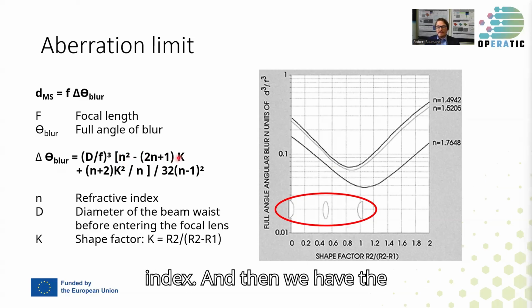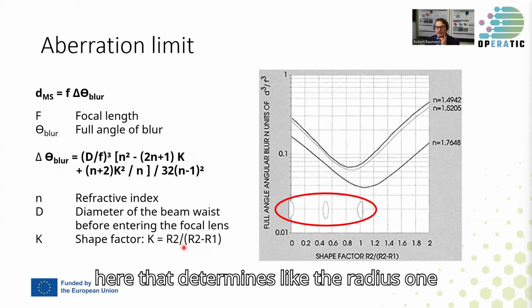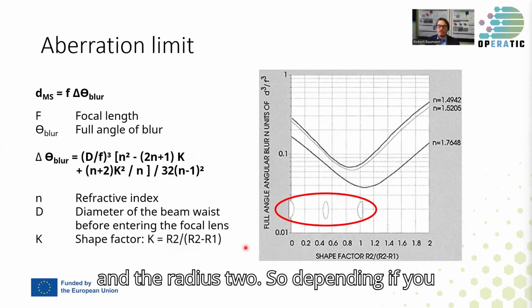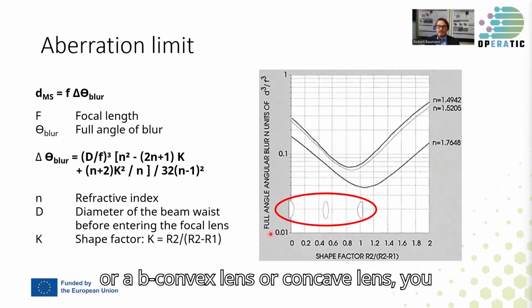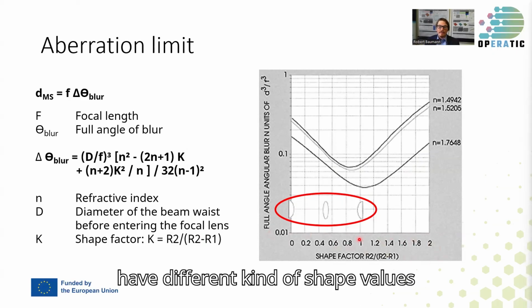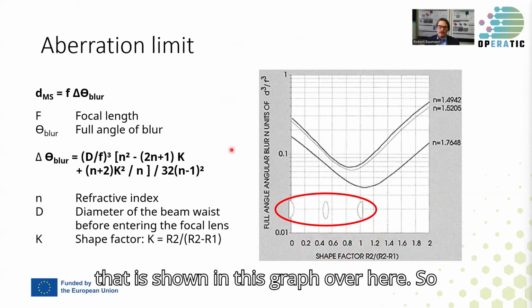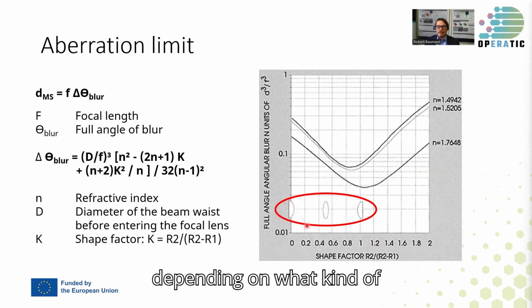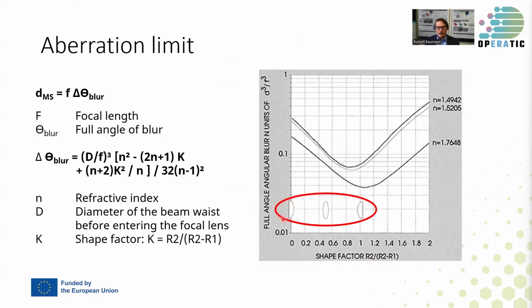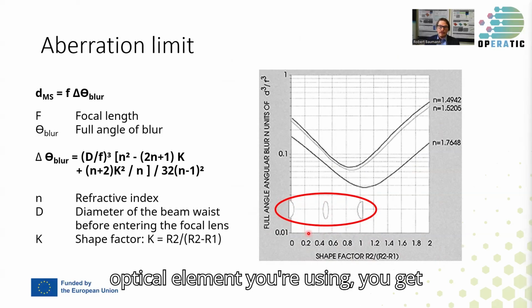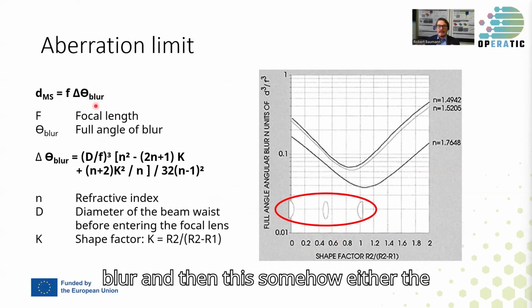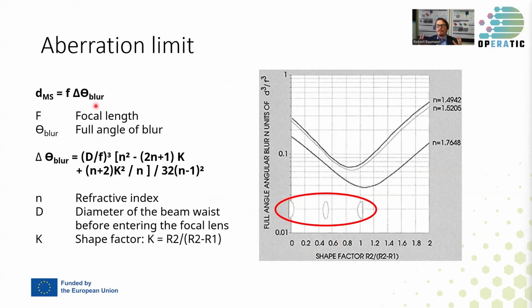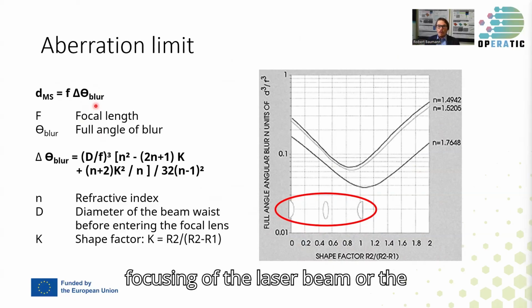And then we have the K value here, and this is the shape factor. The shape factor is determined by this little equation over here that involves radius 1 and radius 2. So depending on whether you have a plano-convex lens, a biconvex lens or a concave lens, you have different shape values. This is shown in this graph over here. So depending on what kind of optical element you're using, you get different values for the angular blur, and then either the aberration limits your focusing of the laser beam, or the diffraction.